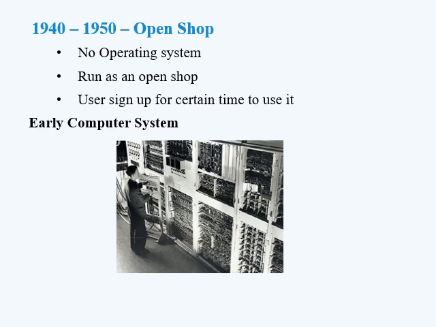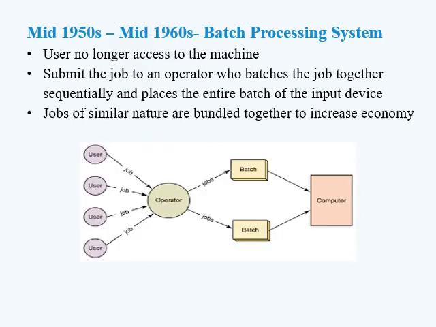In order to overcome this drawback, the batch processing system was introduced. In 1950, the batch processing operating system concept was introduced to overcome the drawback we experienced in the previous method. Here, the user no longer has access to the machine. They come and submit jobs to the operator, who will batch the similar jobs together and execute jobs batch by batch in order to save time.